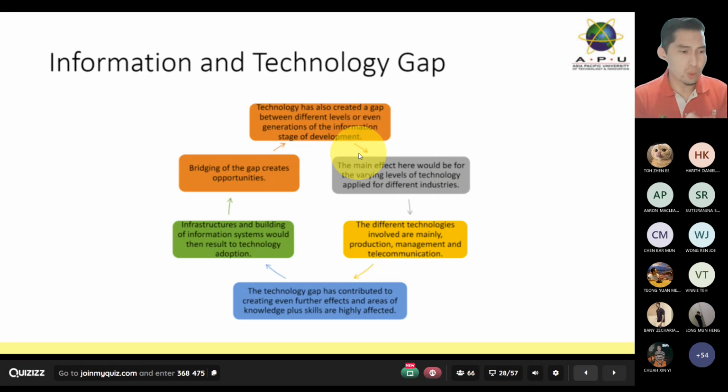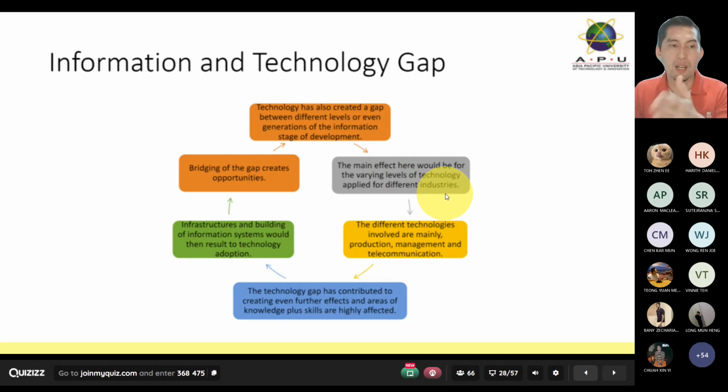There's always a huge question in terms of should the business process follow the technology because the technology has shown that there's a certain way for it to be done, or should the technology always follow how the business works, right? So there's always that gap there to then see how you balance that out as much as you can. So the main effect here would be the varying levels of technology applied for different industries, right?